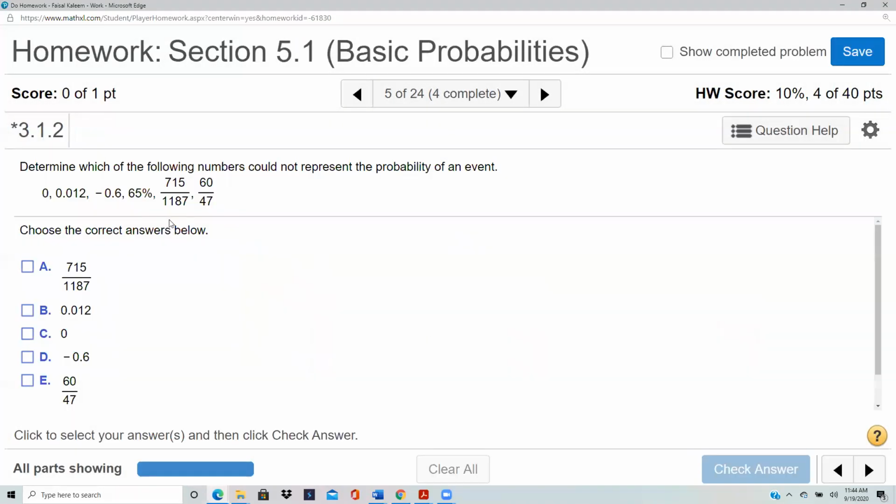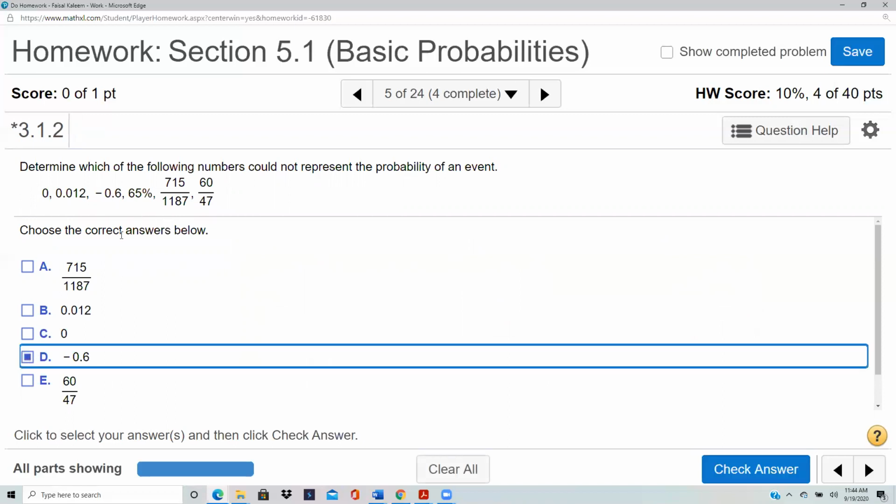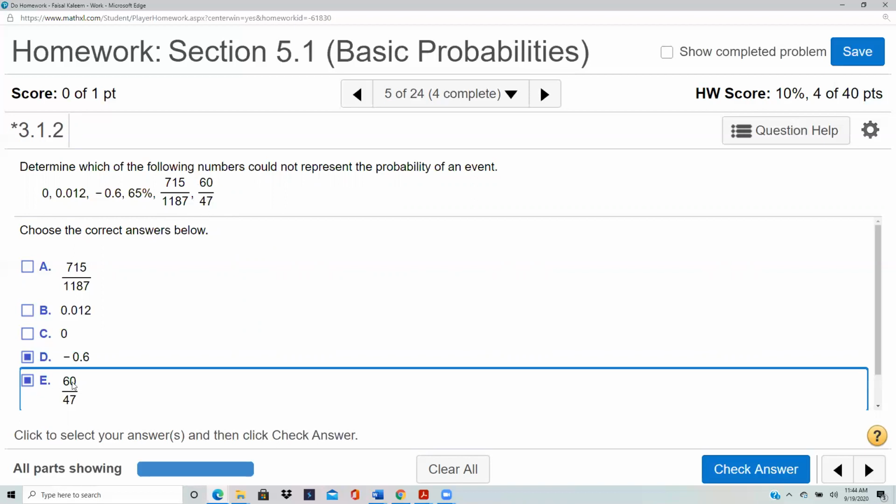Determine which of the following numbers could not represent a probability. So any number outside the 0 to 1 range, this negative 0.6 is outside the 0 to 1 range, and you could have more answers. So this is a proper fraction, so that is fine. Every proper fraction is between 0 and 1 if it's positive. And now this is an improper fraction. Any improper fraction is greater than 1, so that's out. So 60/47 is out as well. And the others seem fine.